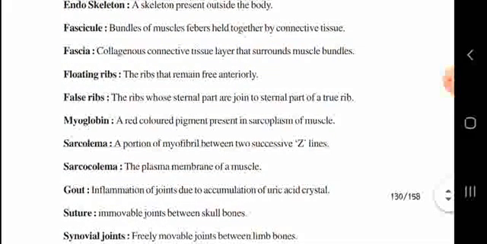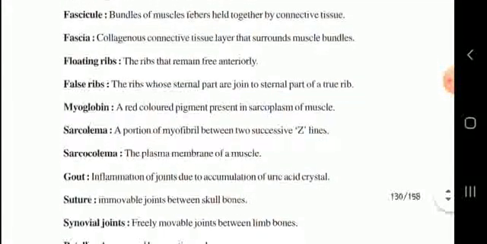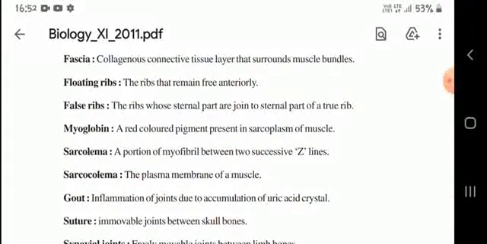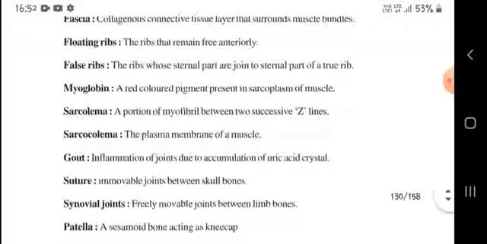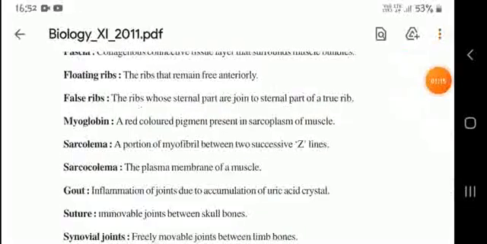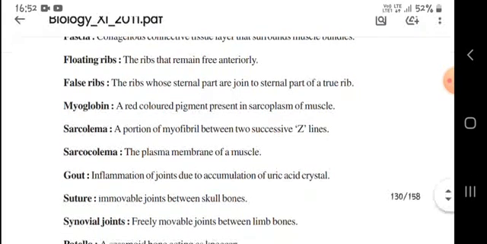And floating ribs: the ribs that remain free anteriorly. And false ribs: the ribs whose sternal part is joined to the sternal part of the true rib. And myoglobin: a red colored pigment present in the sarcoplasm of muscle. And sarcomere: the portion of myofibril between two successive Z lines. And gout: the inflammation of joints due to accumulation of uric acid.